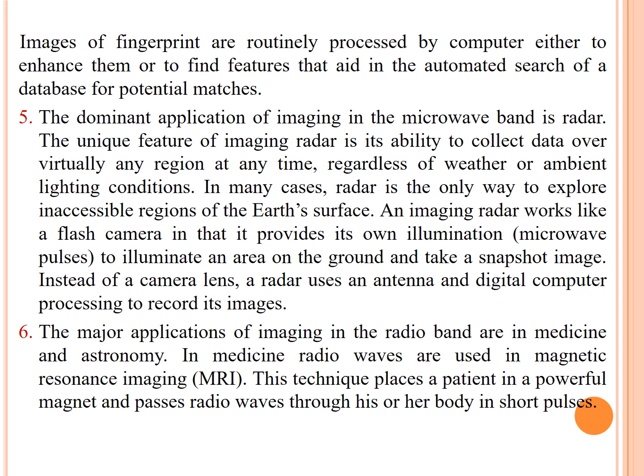The dominant application in the microwave bands is radar. The unique feature of imaging radar is its ability to collect data over virtually any region at any time. An imaging radar works like a flash camera in that it provides its own illumination, that is microwave pulses, to illuminate an area on the ground and take a snapshot image. Instead of a camera lens, a radar uses an antenna and digital image processing to record its images.